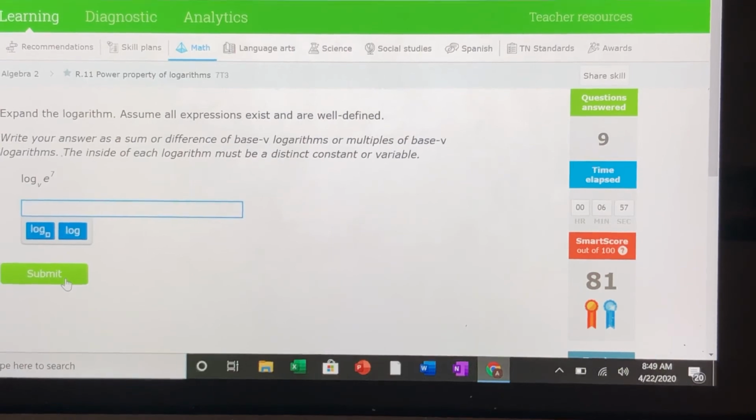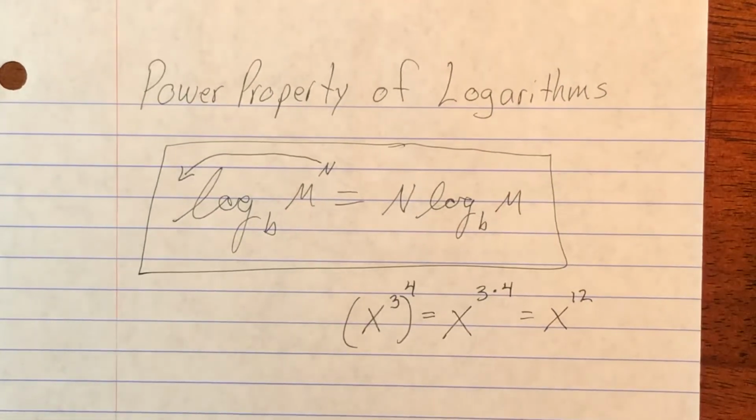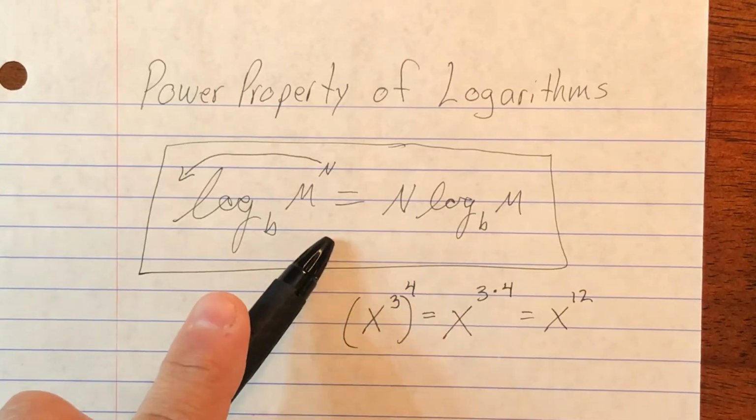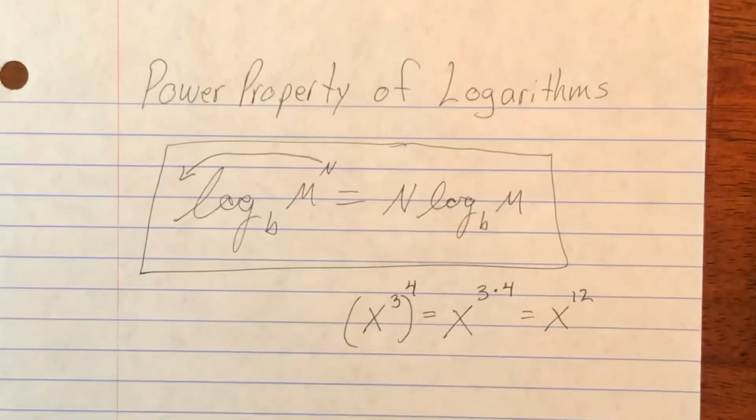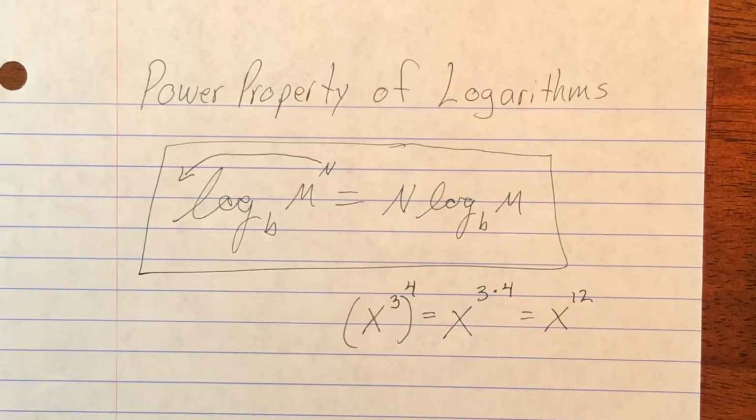So I hope that helps. Again, what you're doing is you're using this property right here. If it helps you, write that out on paper before you start the IXL, and I think you'll find that you can get to 81 pretty quickly. All right, I hope this helps.